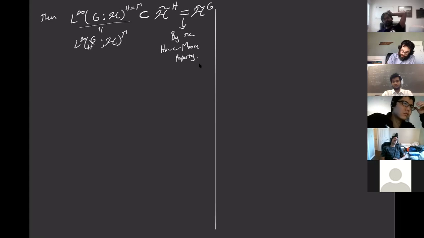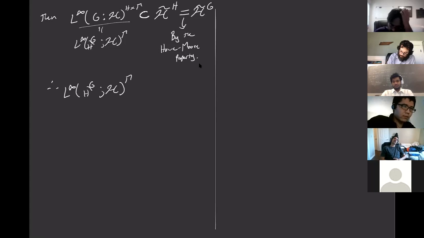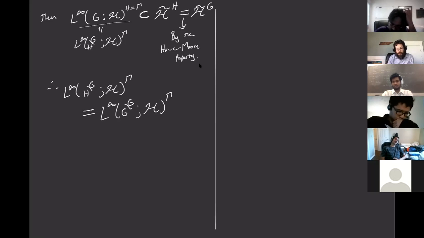So what do we get? We get that, therefore, this space L infinity of G mod H is actually equal to L infinity of G mod G. But of course here, we're just saying that these are exactly the constant functions. So this is exactly H gamma, which is what we wanted to prove.